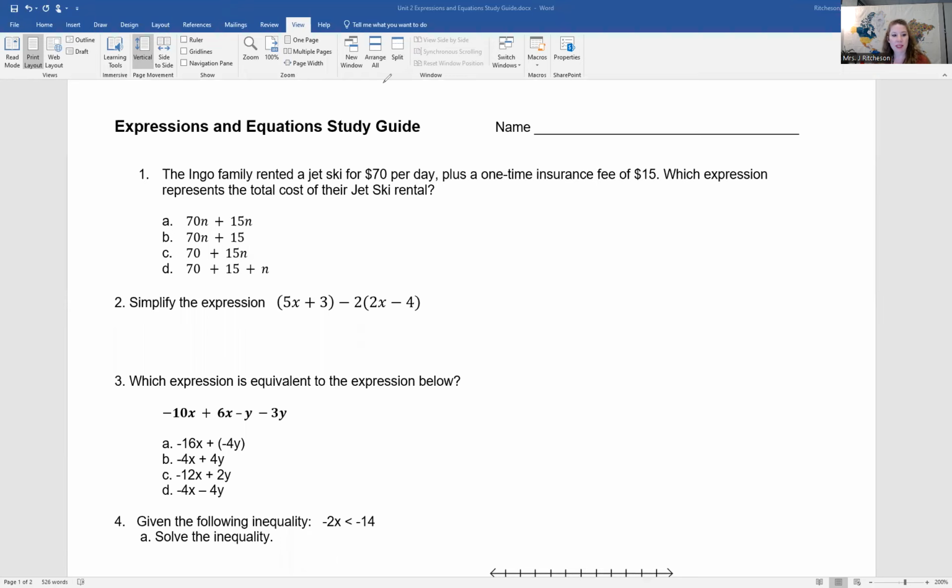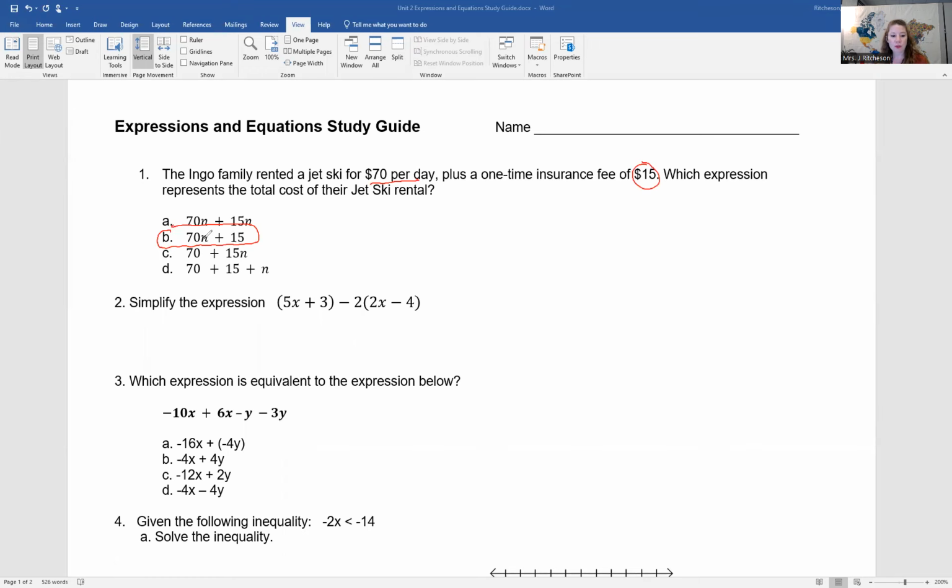All right, so number one, the Ngo family rented a jet ski for $70 per day plus a one-time insurance fee of $15. Which expression goes with this? Well, we have $70 times the number of days. We don't know how many days, but we do know they paid a one-time fee of $15. So it's going to be letter B, and N represents the number of days.